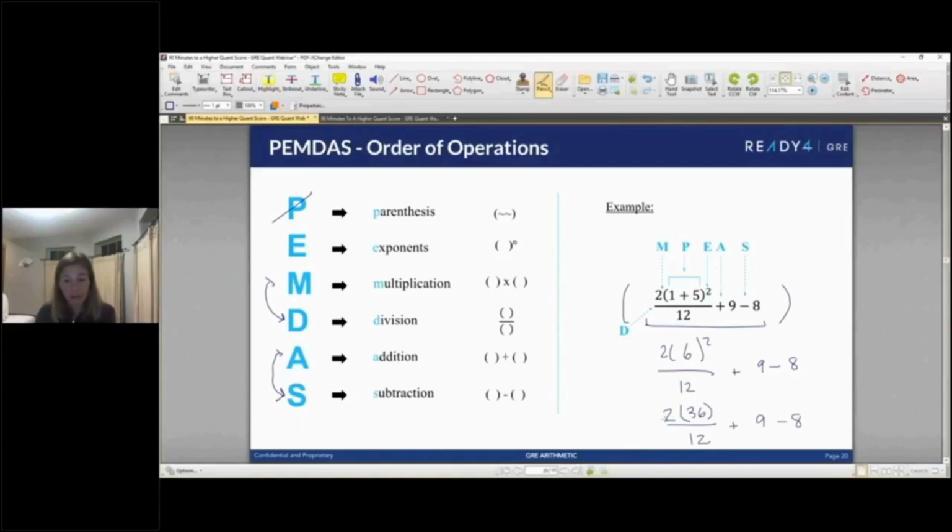Now we're going to do our multiplication. That gives us 72 here. And then our division, 72 divided by 12, gives us 6. So our multiplication and division are done now. We're going to cross out exponents, okay? So now we're just left with 6 plus 9 minus 8. 6 plus 9 is 15, minus 8 gives you 7. And so the answer is 7. And it looks like most people got 7, okay? So good job on that. All right, moving on.